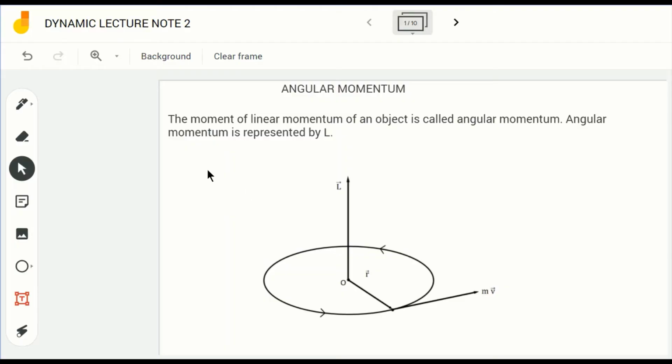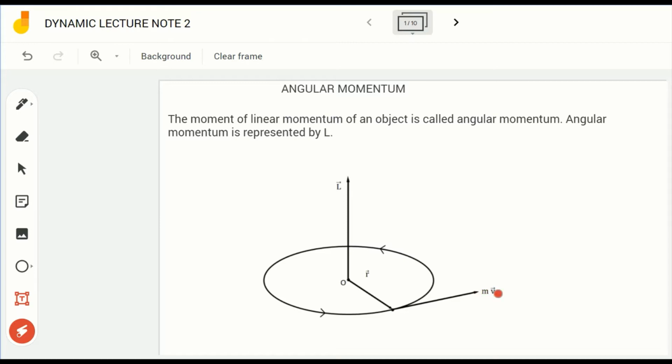So angular momentum is the moment of linear momentum of an object. All right. Now, as you can see right here, moment is the point where the object is turning or rotating. So at this point is our moment or pivot. As you can see right here, the object is moving around the point. Okay, what you are seeing here is called angular momentum.